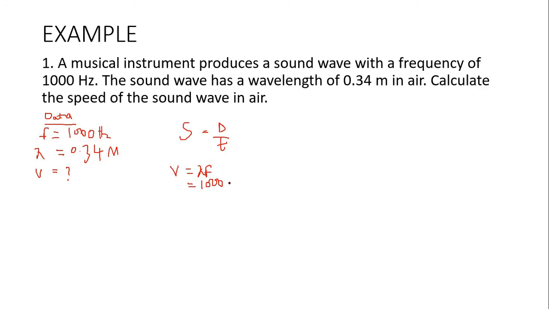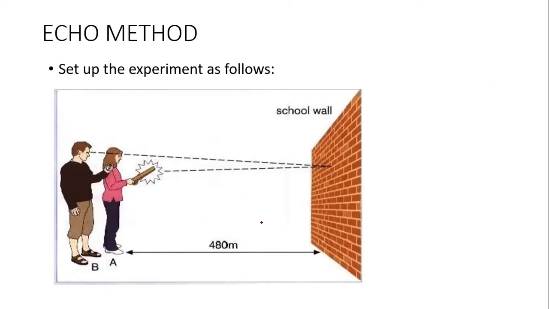So this one will easily be equal to 1000 Hz multiplied by 0.34 meters. Then you can punch that on the calculator, and you're going to find your value of 340 meters per second. So don't forget the SI units, they are very important. So 340 meters per second. So you've seen the first method of determining the speed of sound in what? In air. All right. Let's look at the echo method.